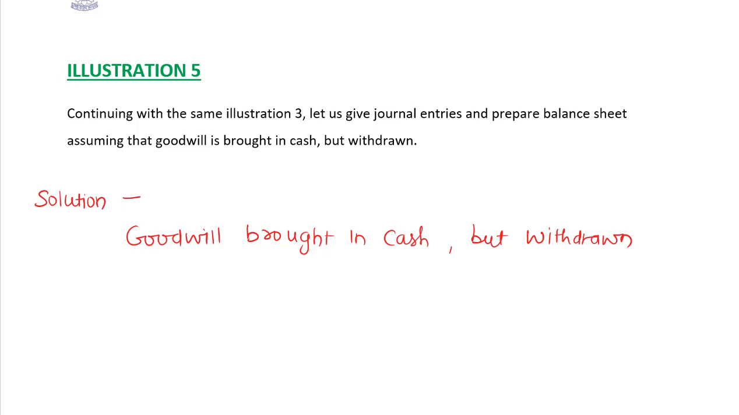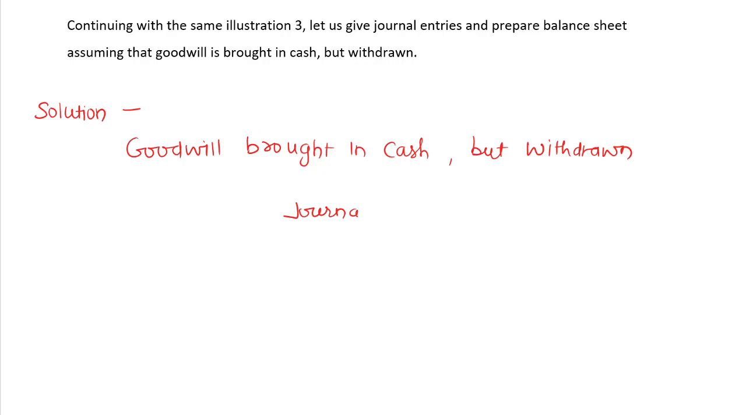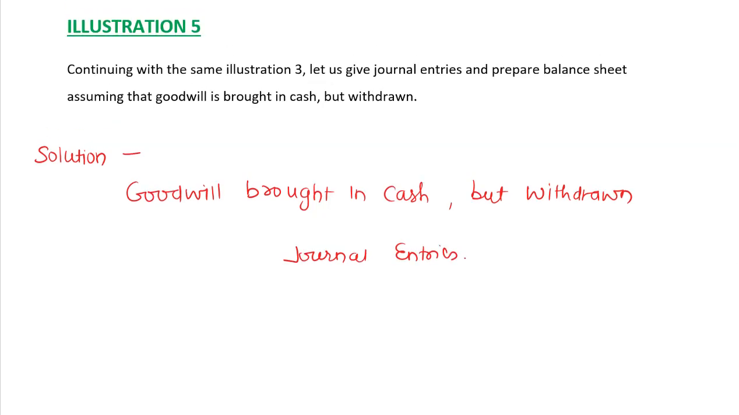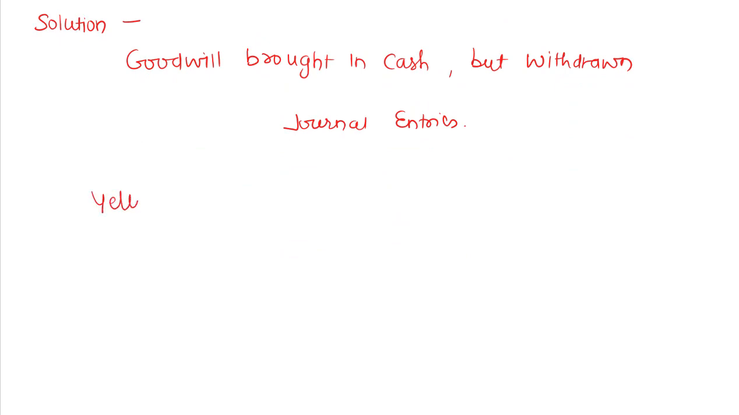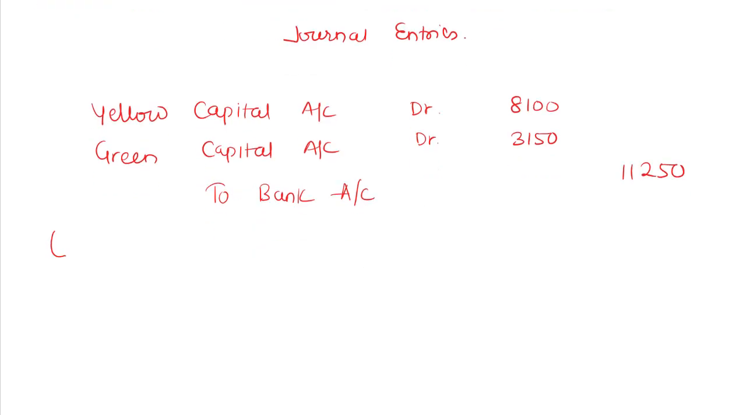We have already treated up to a certain extent in illustration 3. So only one additional entry needs to be passed, that is the journal entry. Goodwill is withdrawn by the old partners, Yellow and Green. Yellow capital account debit 8,100, his share of goodwill. Green capital account debit 3,150, his share of goodwill, to bank account 11,250.